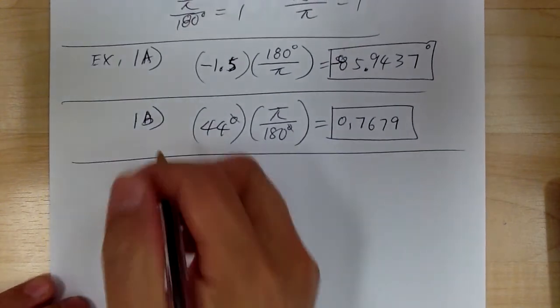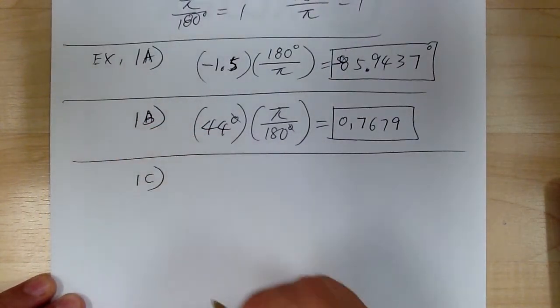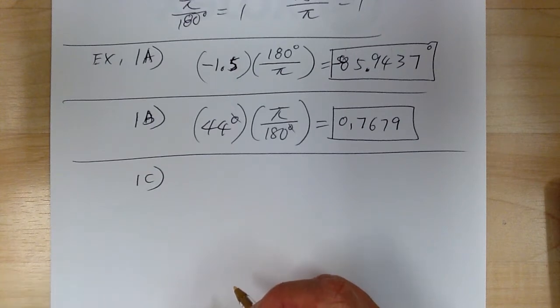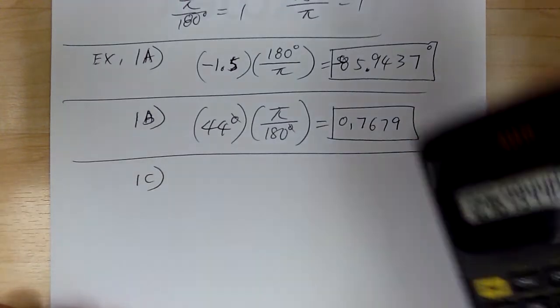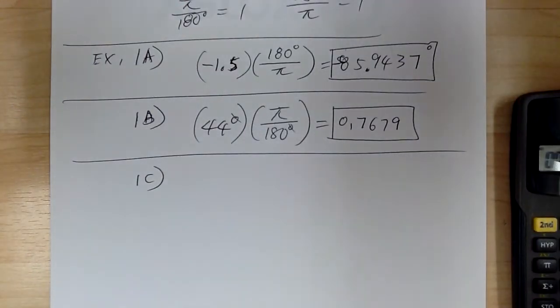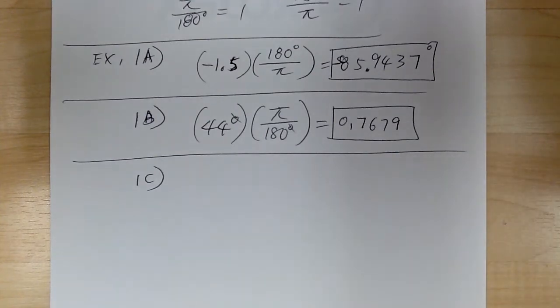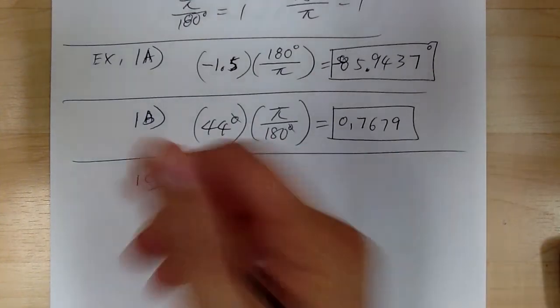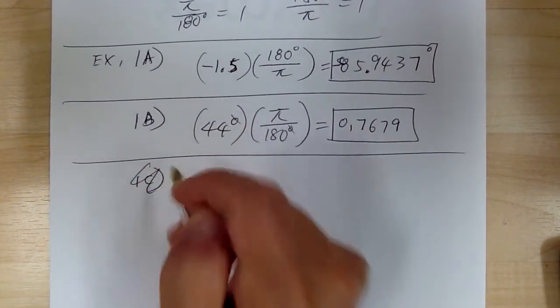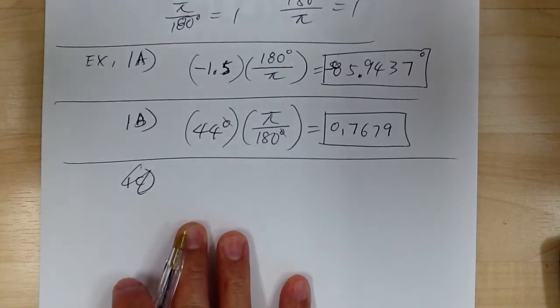Let's go to 1C. It says use a calculator with automatic conversion to perform the conversions of parts A and B. Well, we just did that. Without a calculator, you do it manually, which is kind of a waste of time. So that's it. Let's go to the next part.